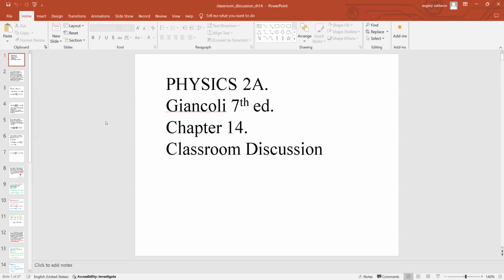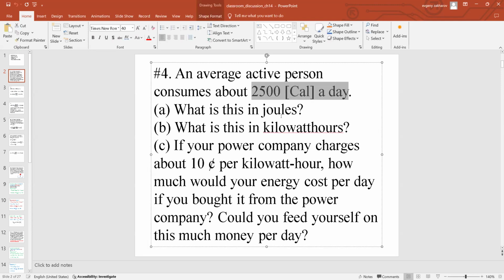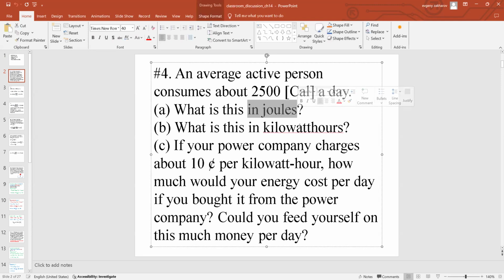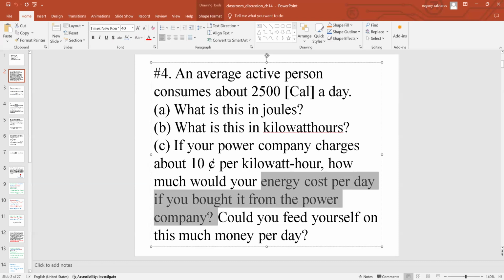Okay, we got chapter 14, some question discussion, problem solving. The first problem, yeah, this is the one that we discussed during the lecture. I said it's not calories, it's kilocalories, and you can see the capital C that actually stands for kilocalories on the food label. And if it's 2,500 kilocalories a day, then what is that in joules and how many kilowatt hours would that be, and a fun question about how much would your energy cost per day if you bought it from a power company.